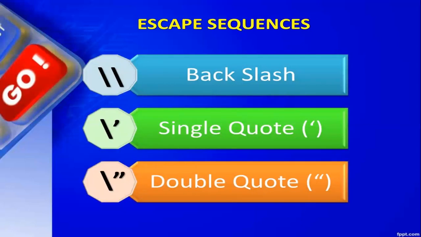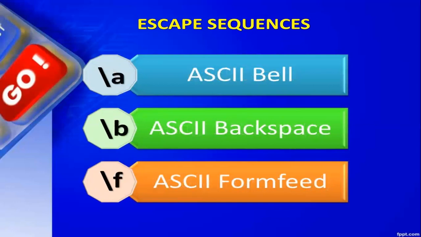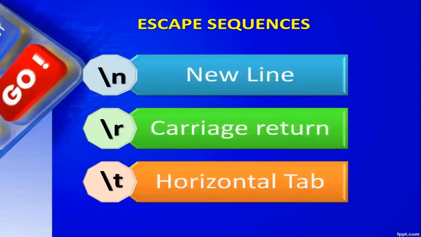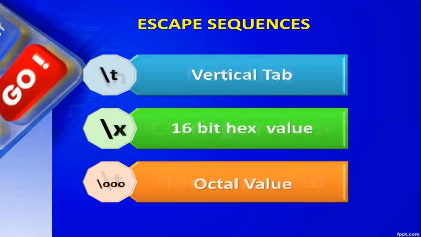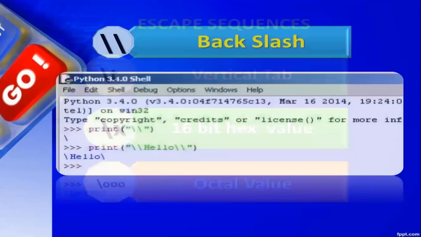Backslash, single quote, double quote, bell, backspace, form feed, line feed, carriage return, horizontal tab, vertical tab, 16-bit hex value, octal value.